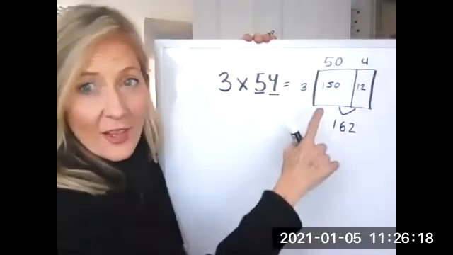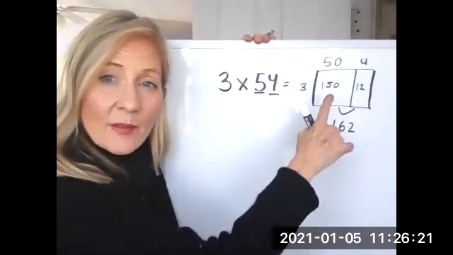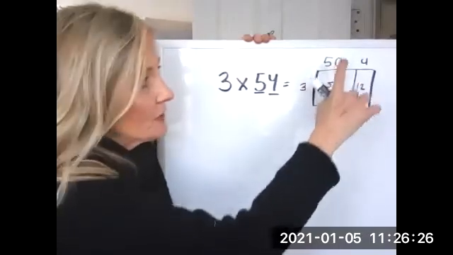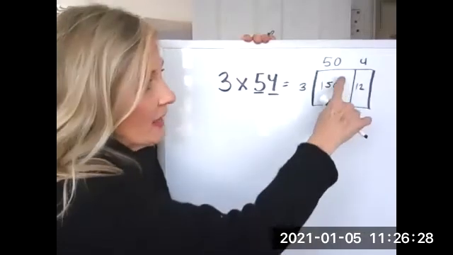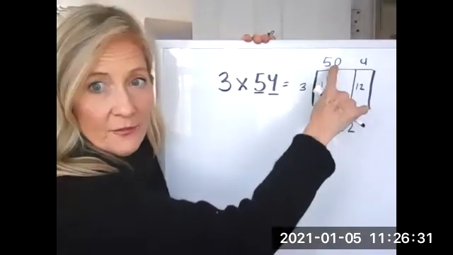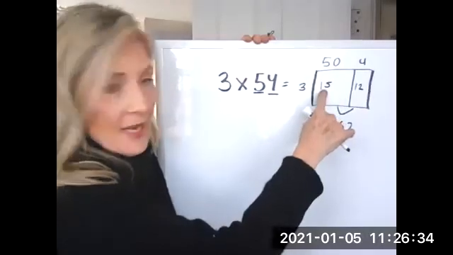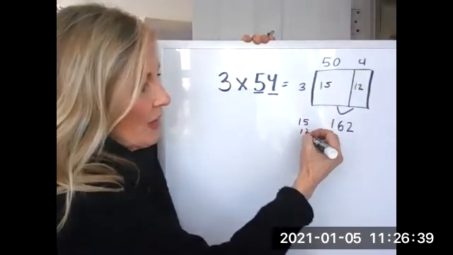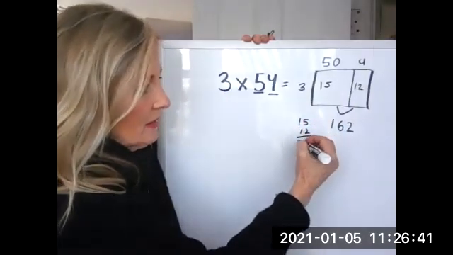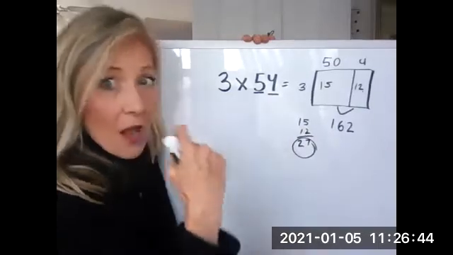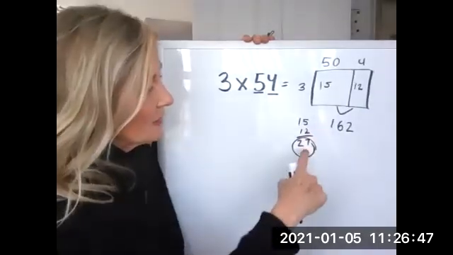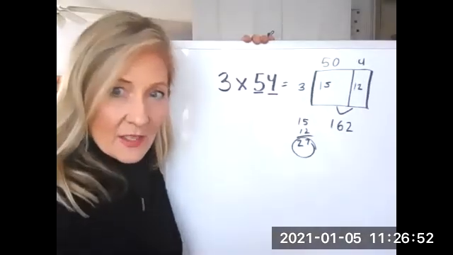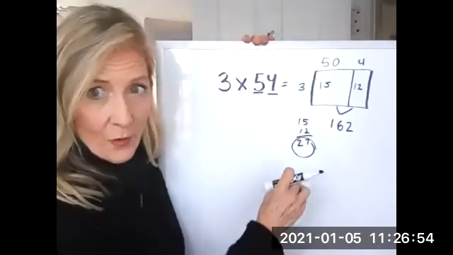There's a lot of reasons this is a good strategy to use, but one of them is that I can see the value. I can see that it's 3 groups of 50, not 3 groups of 5, which is an easy mistake to make. If I had made the mistake and just multiplied 3 times 5, and got 15 and 12 as my partial products, and my final answer was 27, I would be able to see that there was a mistake, because 27 isn't even one group of 50. So seeing the values is going to be really important for us going forward.